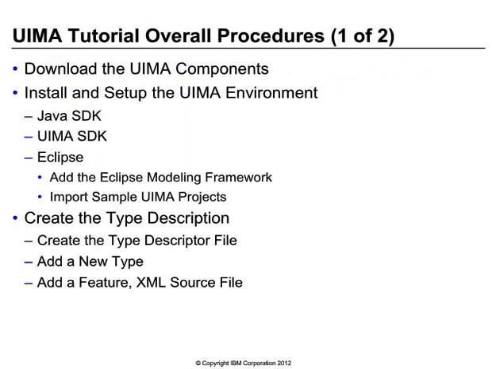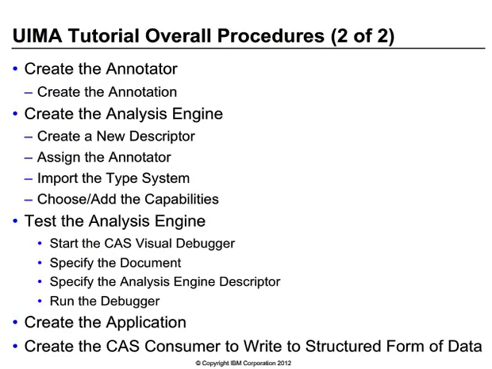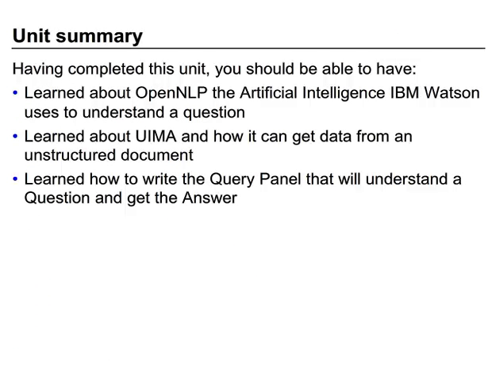In a high-level overview, you will download the necessary components: Java SDK, UIMA SDK, and Eclipse. Then set up the UIMA development environment in Eclipse. Then you will create the necessary components like the type description and the annotator, create the analysis engine, test the analysis engine, then create the application. Having completed this unit, you should have learned about OpenNLP, the artificial intelligence the concept IBM Watson uses to understand a question, and learned about UIMA and how it can get data from a document.